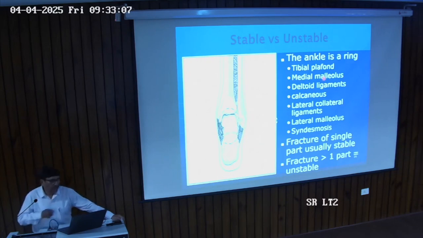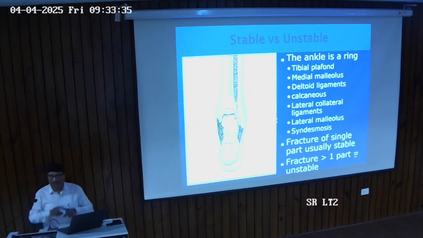As I told you, this is the distal tibia. As we go on to the medial side, that is the medial malleolus. Further down, there is a soft tissue, which is the deltoid ligament. Then we go on to the calcaneum. Then there is the lateral ligament of the ankle joint. Then there is the lateral malleolus itself. And there is the syndesmotic ligament. So all these structures together make a ring.